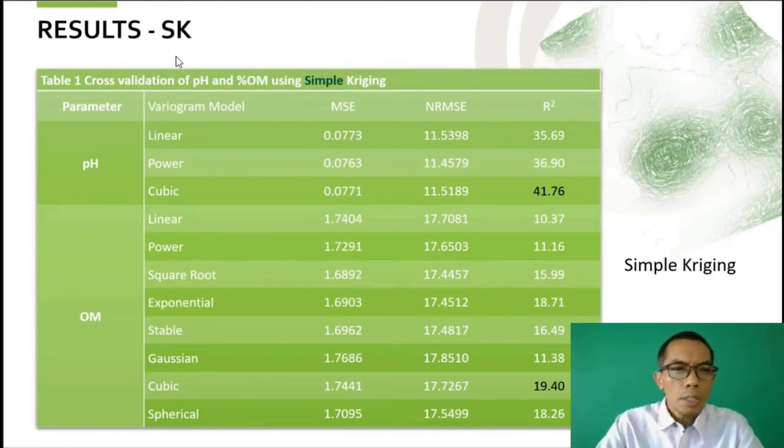Likewise, in this table are the results of variogram models using simple kriging. Similarly, cubic variogram models exhibited the highest R-squared, again both for pH and organic matter. For pH, using simple kriging, it has an R-squared of 41.76% and OM, or organic matter, has 19.4%.